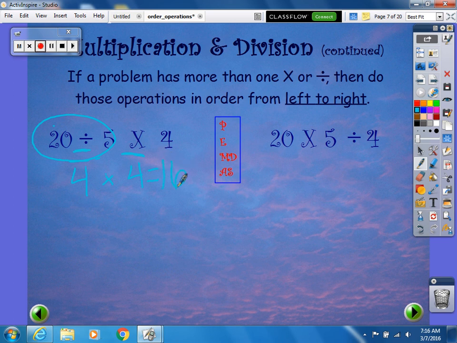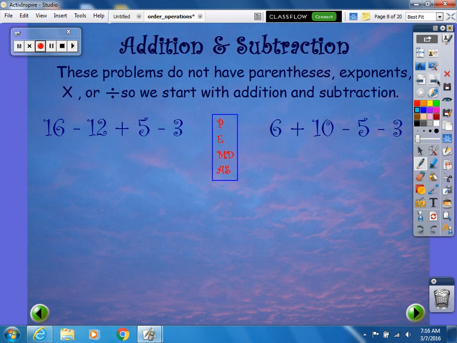Go ahead and solve this next problem on your own. You can pause the video. All right, you should have paused the video and solved it, and you should have done 20 times 5 and gotten 100, divided it by 4, and you should have gotten 25. All right, let's keep trucking on.